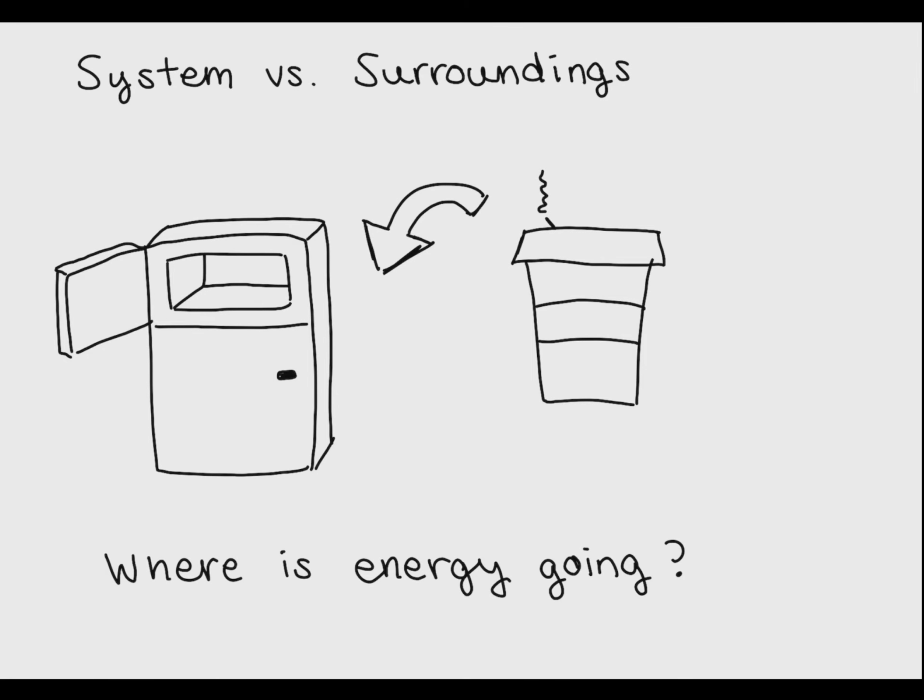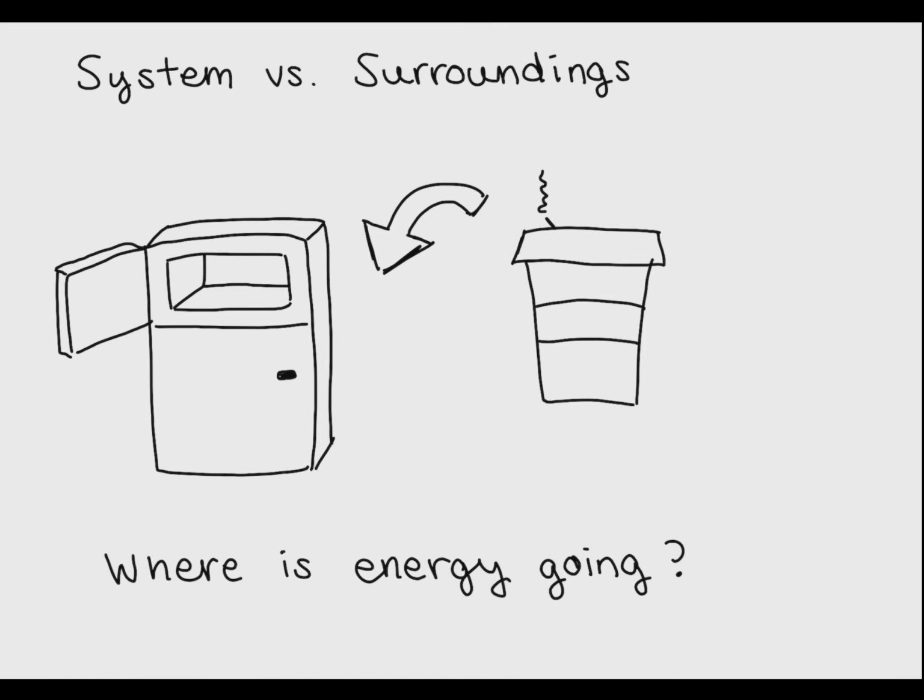Now, last but not least, let's talk about the system versus the surroundings. The system is your object of interest, and the surroundings is everything around that, within reason. It would be silly to include Hawaii or some faraway land in my surroundings when it's not impacting my chemical reaction. So here I've got a picture of a hot coffee and what I think is my freezer.